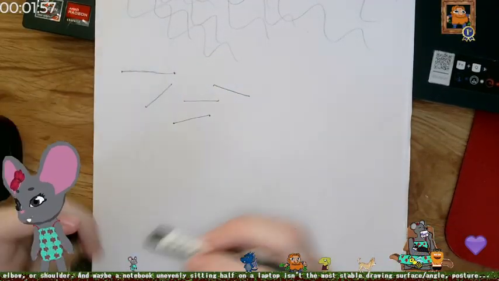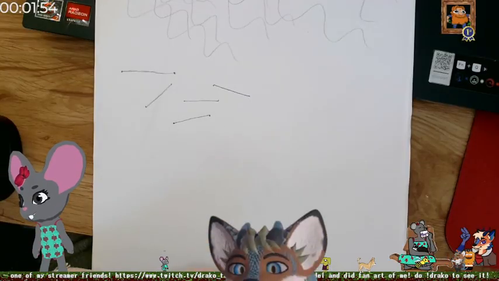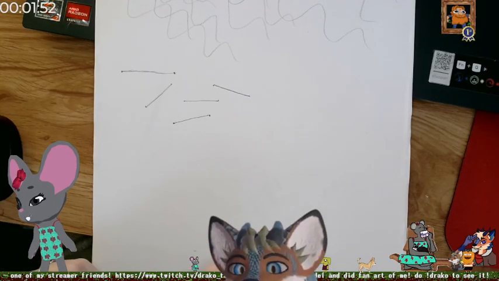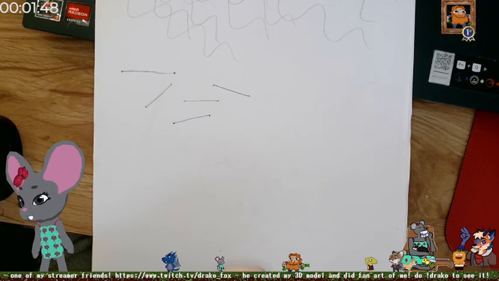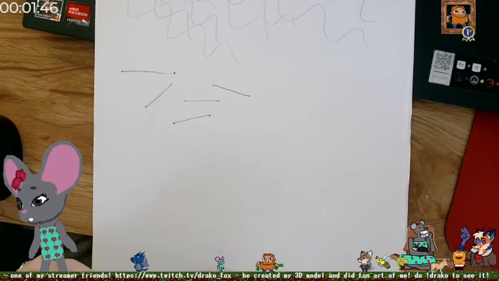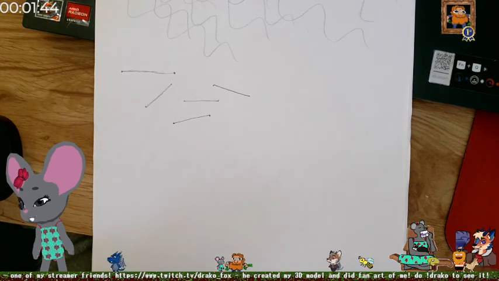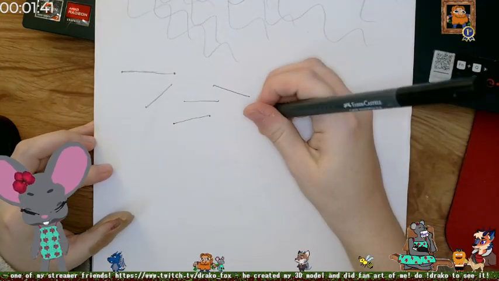Another thing that I'm not qualified to critique, but I know is an artist thing, whether you're drawing from the wrist, elbow, or shoulder. And maybe a notebook unevenly sitting half on a laptop isn't the most stable drawing surface, angle, posture. Yeah, probably. Hi Draco, how's it going?